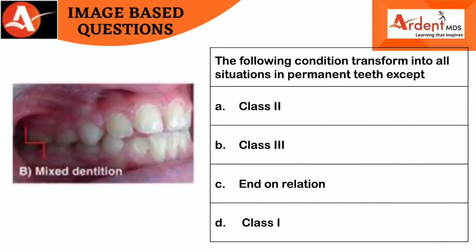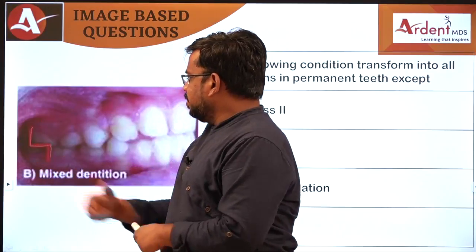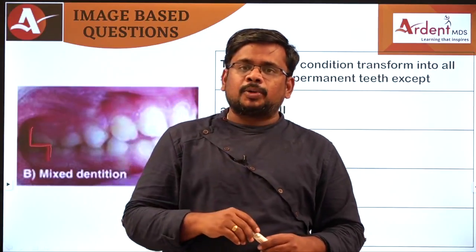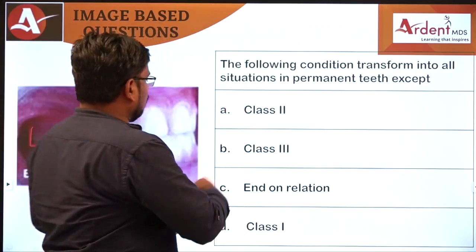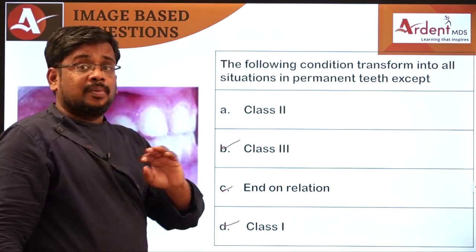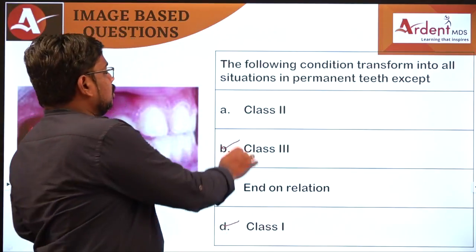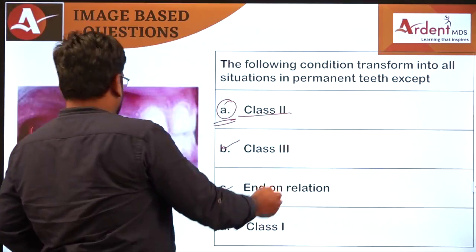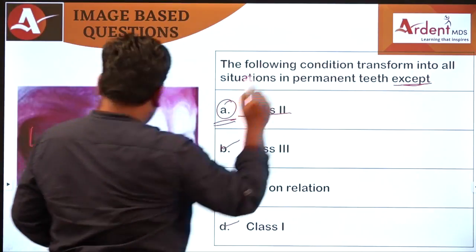Hope you understand. The following condition transforms into all situations in permanent teeth except. If you see the following condition, it just gives an idea about mesial step. The mesial step usually will transform into either class 3 malocclusion or class 1, and sometimes end-on relation, but it is not converted into class 2 malocclusion. So the answer for this is class 2 because they asked about except.